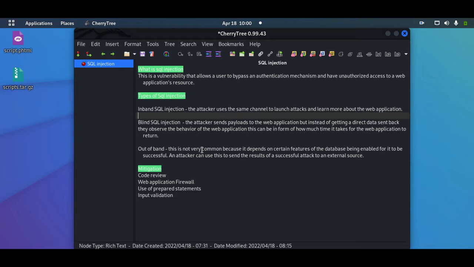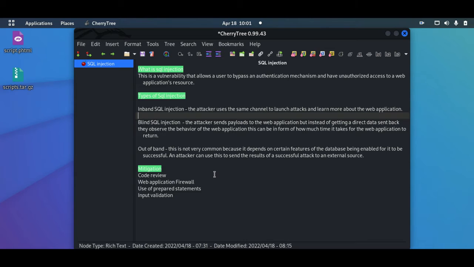And the third one that we have is out of band SQL injection. It's not very common because it usually depends on how the different features of the database have been configured, right? But in case a web application is vulnerable to this out of band, it will be just as devastating as the other two. In this case, an attacker would send the feedback to an external resource. You can think of it as a website that they own or something similar to that, so that they can learn more about the web application.